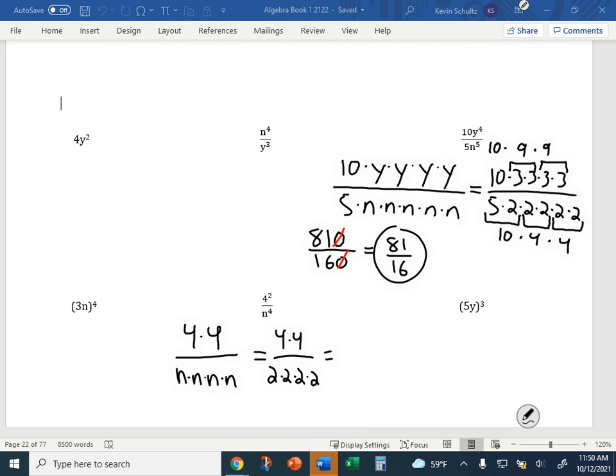Will, numerator, 4 times 4. 16. Denominator, 2 times 2 times 2 times 2. 16. How does 16 sixteenths simplify? Or anything over itself simplify? Lauren, equals 1. So that would be your final answer. Okay? So, writing out an expanded form, plugging in the values for the variables, and then simplifying or evaluating it.